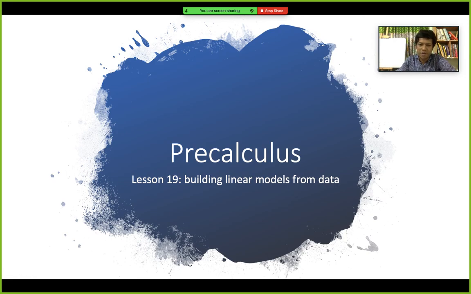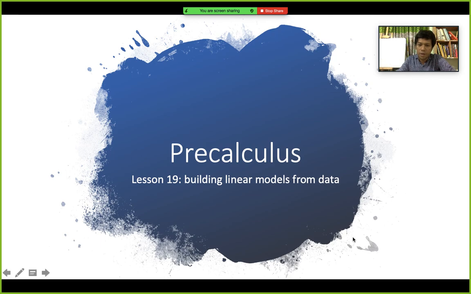This is our lesson 19, building linear models from the data, which means if some data is given, then how can we find some linear equation from the given data? So data are given, and from the data we will try to find an equation which will represent that data.